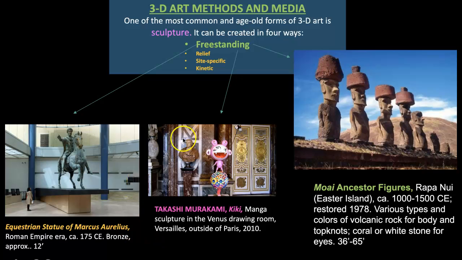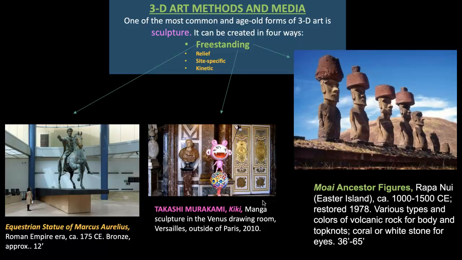Another example would be Takashi Murakami's Kiki, our example of popular culture inspired by the history of Japanese warrior sculpture and manga. This is an example also of a sculpture that is freestanding. You could, in theory, walk around it. You could install it in a different location. Therefore, it is freestanding.